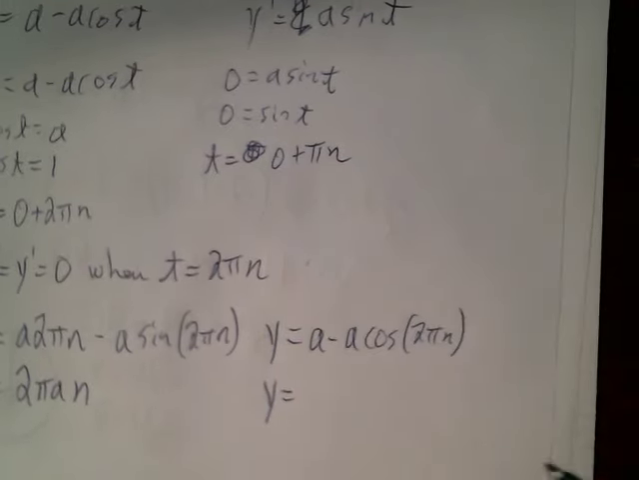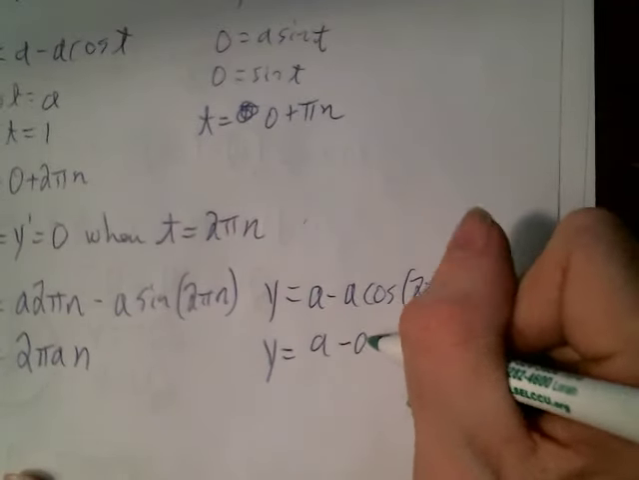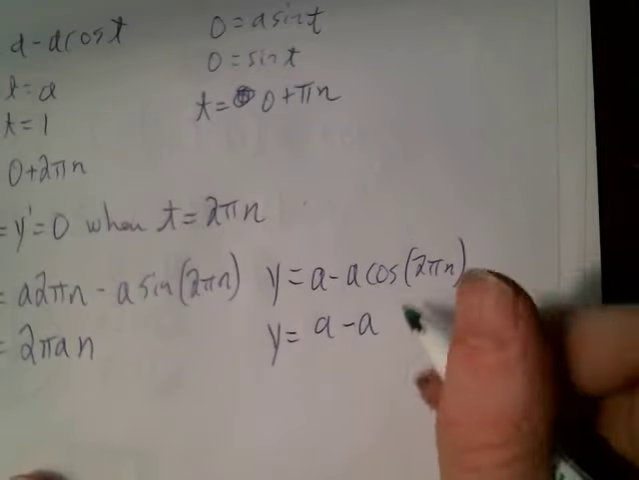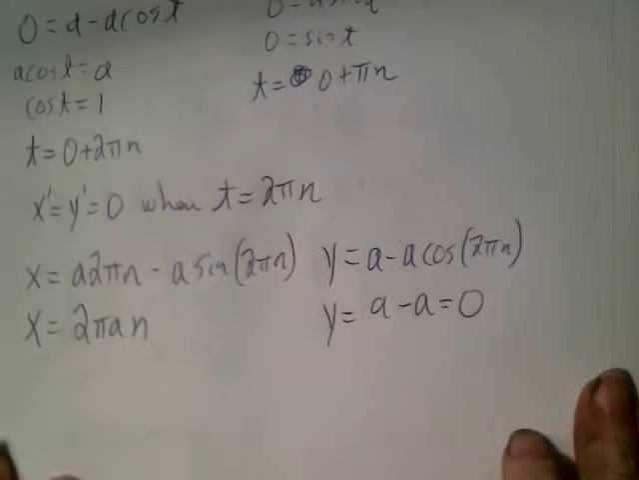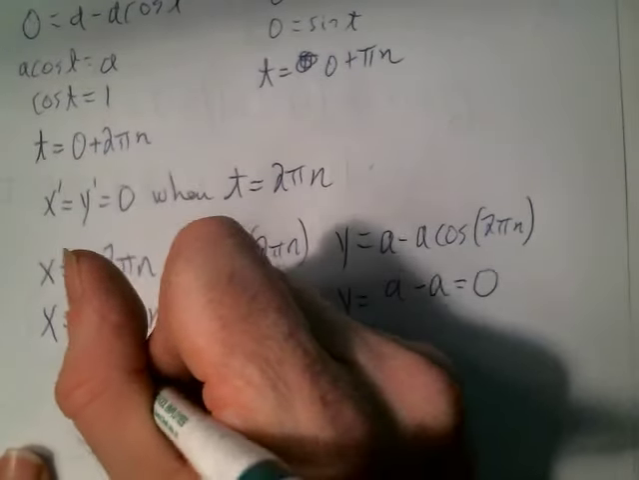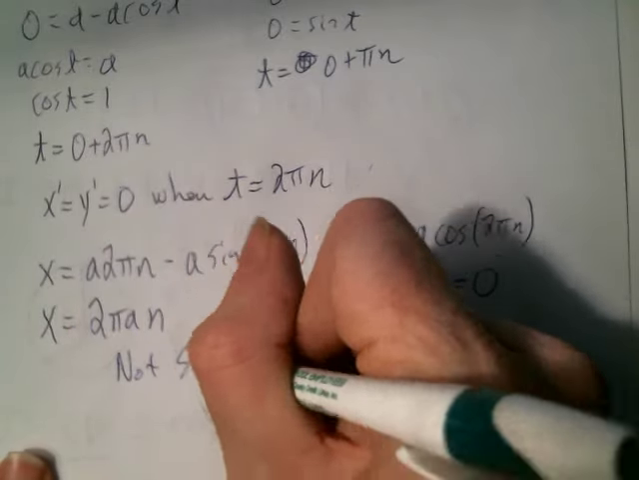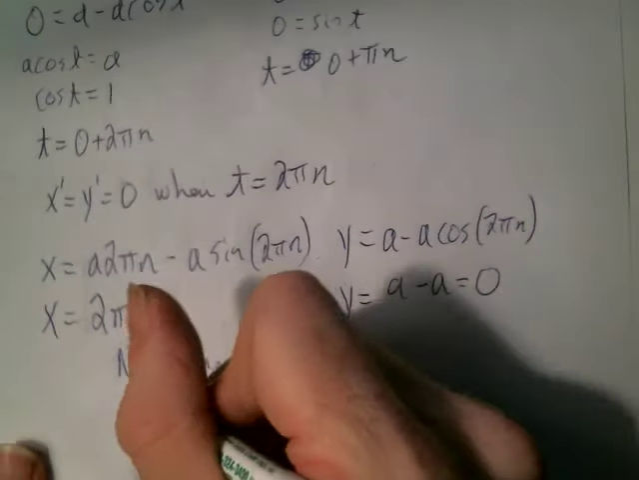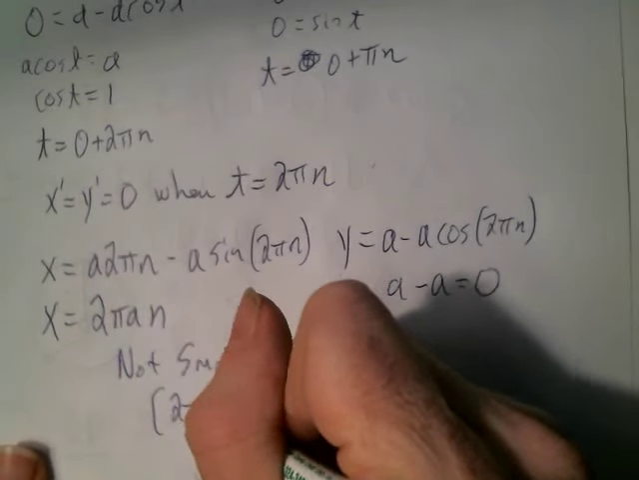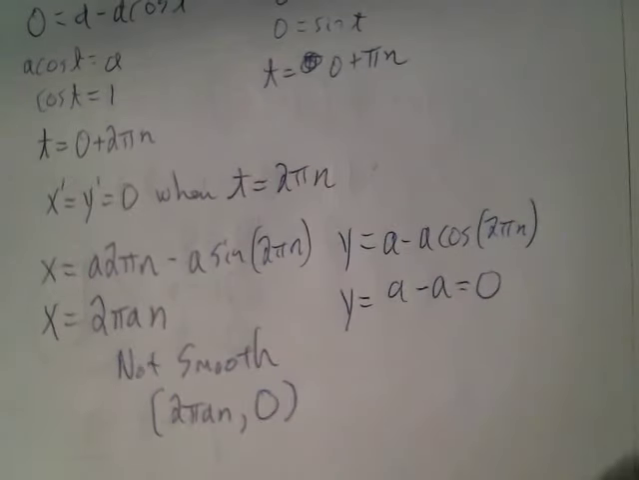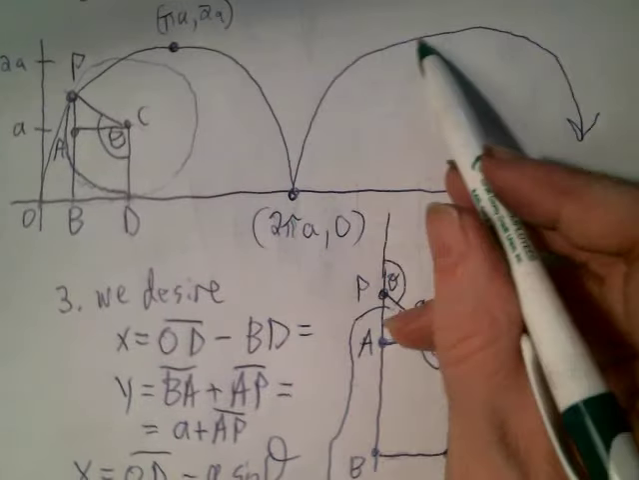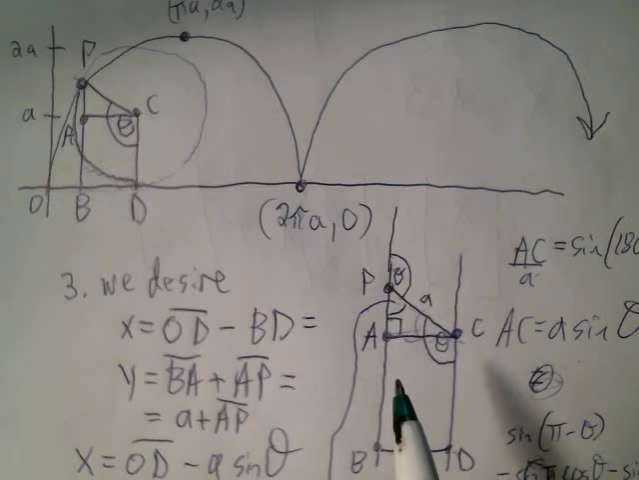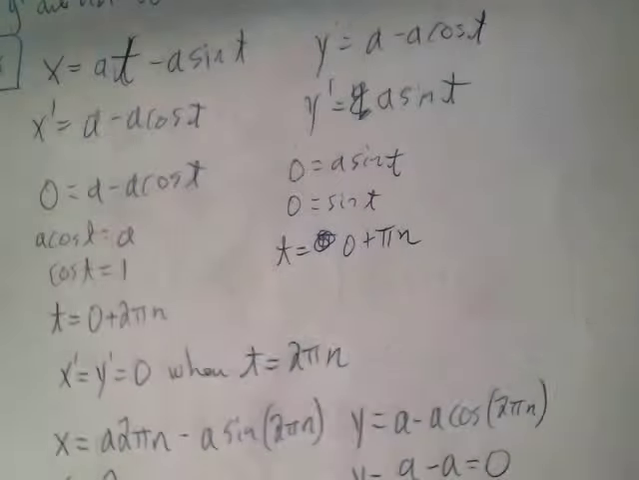So y will equal a minus a cosine of 2 pi n, which will always be equal to 1. So you'll just have a minus a, which is 0. Okay? So the cycloid is not smooth when we have the points (2 pi a n, 0). And of course, if you look back at our curve, certainly when n is equal to 1, we get our first cusp happening, and it's not considered smooth right there. Okay, so there's that.